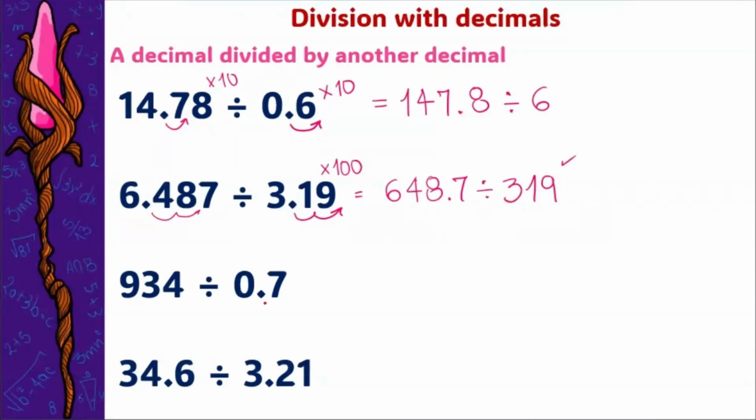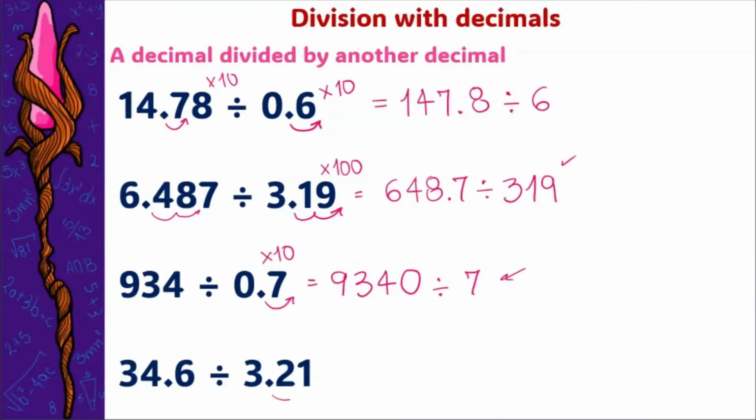For this one, we need to move the decimal point one place, so it's just multiplying by 10. Remember, we care about the second number. The first one, it doesn't matter if it's a whole number or a decimal. In this case, it's a whole number, so when you multiply by 10, it's just adding a 0 at the end. Divided by 0.7 becomes a 7. And then you do this division normally, as we did the previous ones.